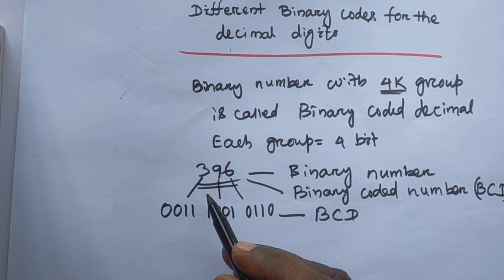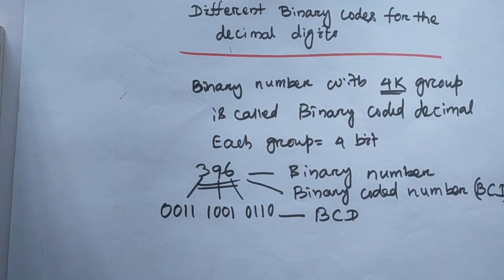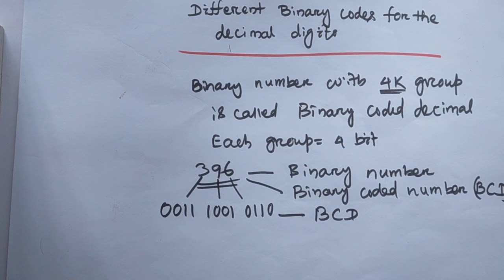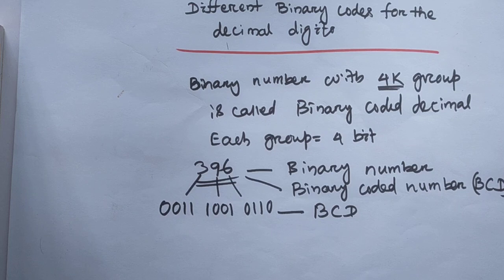For a binary number, the very simple way is dividing by 2 a number of times and taking the remainders, and that gives the binary number. So there are different ways we can define them.